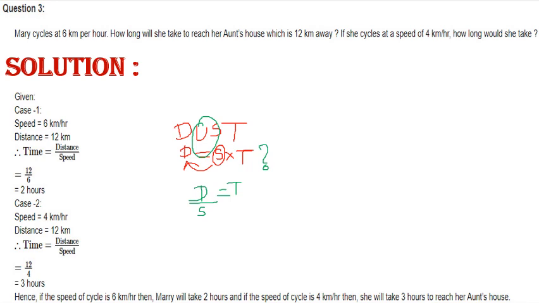So let's write the final answer in the form of a statement. If the speed of the cycle is 6 kilometer per hour, then Mary will take 2 hours, and if the speed of the cycle is 4 kilometer per hour, then she will take 3 hours to reach her aunt's house.